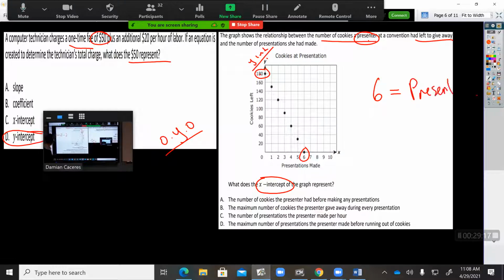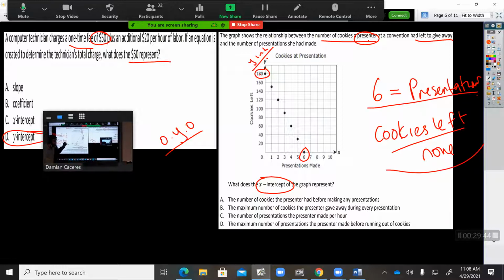Presentations. Very good. Now, do me a favor and tell me how many cookies she's got left at that 6 presentations. None. Because here she has 180. It's going all the way down to 0. You with me? So now, simple. You look at the answer choices, pick the answer choice that says 6 presentations, no cookies left.